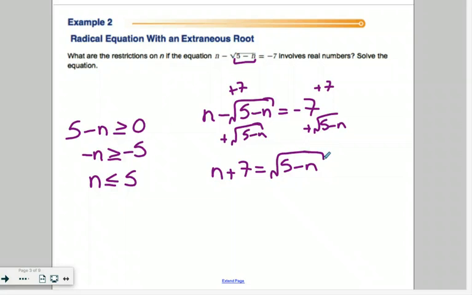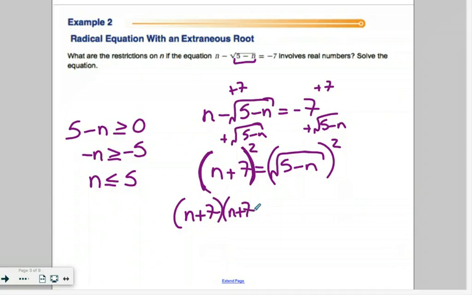Now that I've isolated the radical, so there's just a single radical on one side, in order to get rid of that square root, I need to square both sides. So I would square this right side of the equation, but I'm also going to square the entire left side of the equation as well. Keep in mind that when you do this, you're not just squaring each individual term. You've bracketed the entire expression here, and then you're squaring it. So this is actually going to become n plus 7 times n plus 7, equals, and then this square root cancels with this squared, equals 5 minus n.